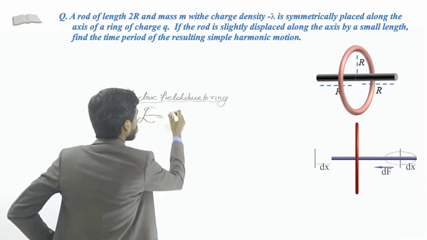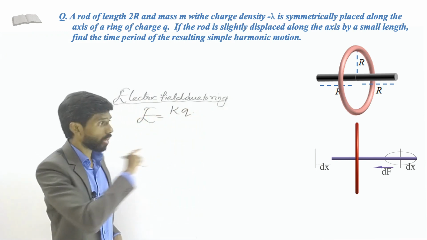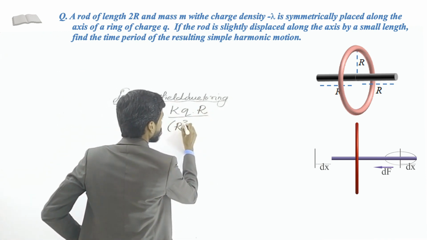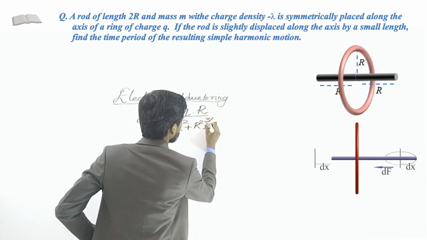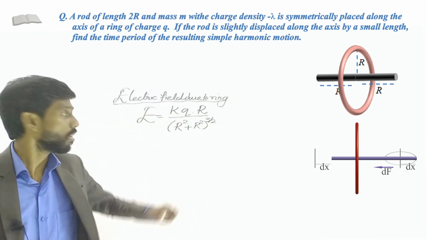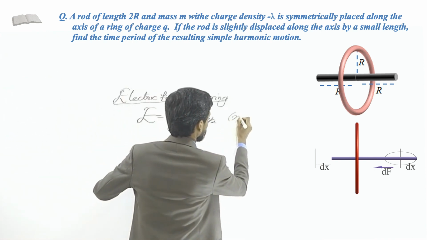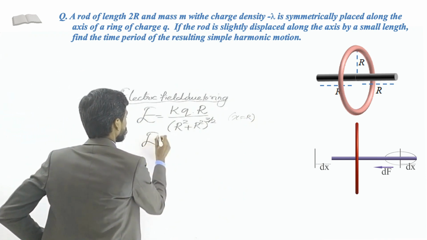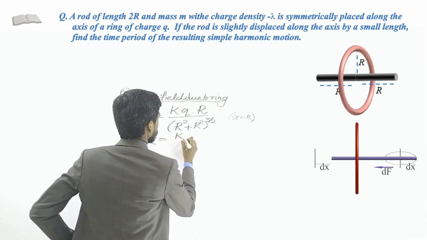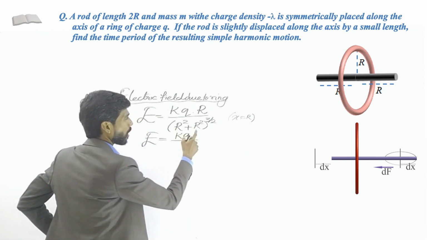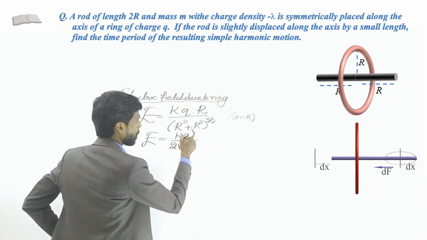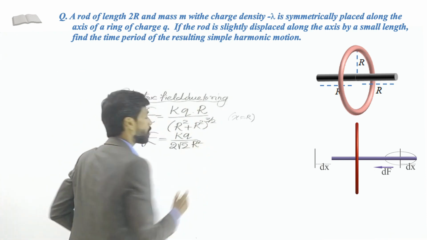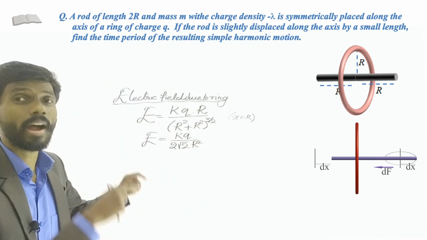Now let us write the formula. E equals kqx divided by (x squared plus r squared) to the power 3 by 2, but x here is r only, the distance from the center. So E equals kqr divided by (r squared plus r squared) to the power 3 by 2. Do you understand? Let us simplify this. That is kq r divided by (2r squared) to the power 3 by 2, which means 2 root 2 multiplied by r cubed, but r is there already, so we get kq divided by 2 root 2 r squared. This is the electric field due to this ring at that point.